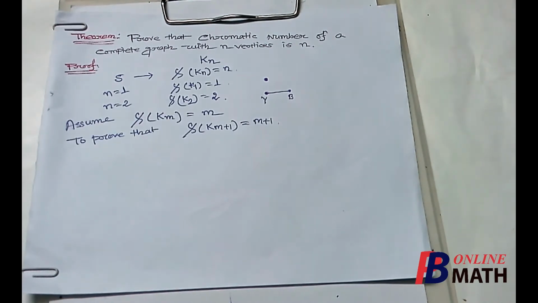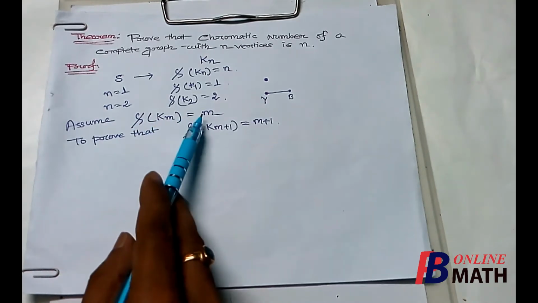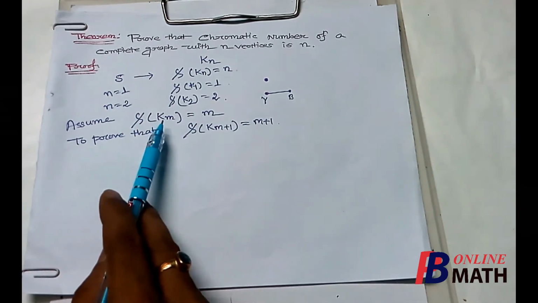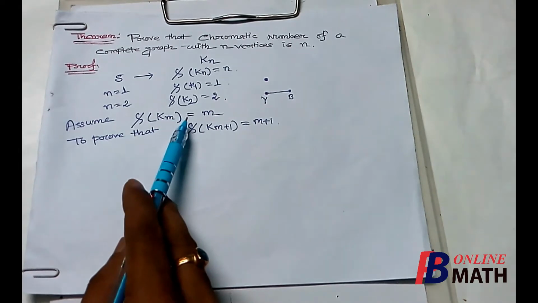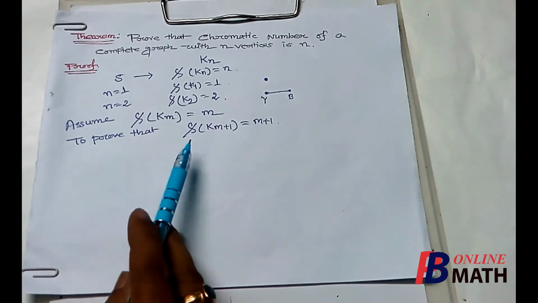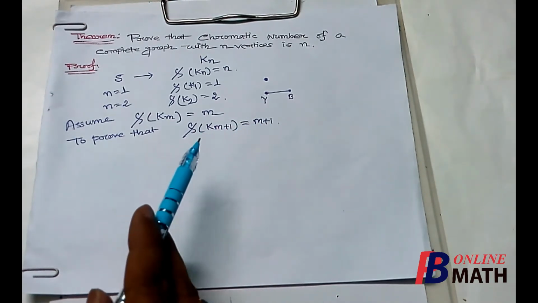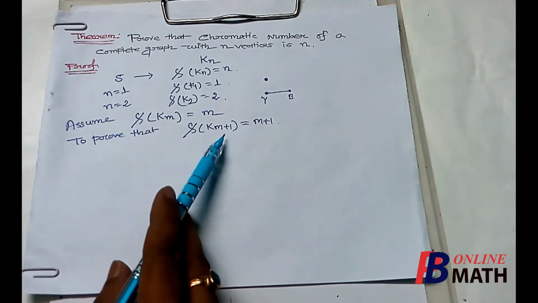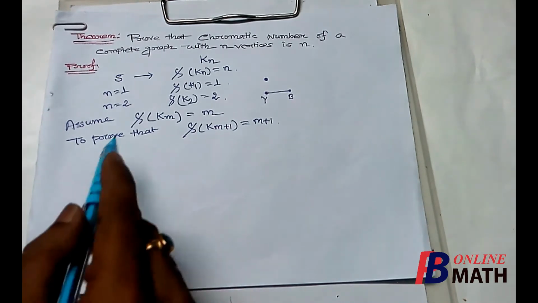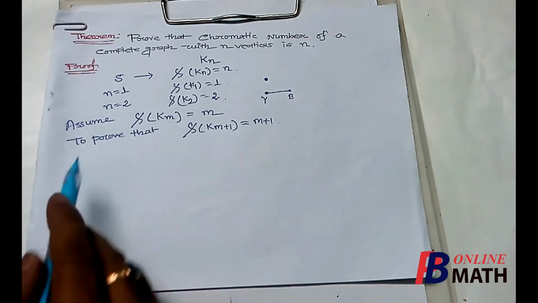Next, by mathematical induction we shall assume that the chromatic number of Km is m. That means a complete graph with m vertices has chromatic number m. Now using this we shall prove that the chromatic number of Km plus 1 is m plus 1. That is, the chromatic number of a complete graph with m plus 1 vertices is m plus 1. So we have assumed that the chromatic number of Km is m.